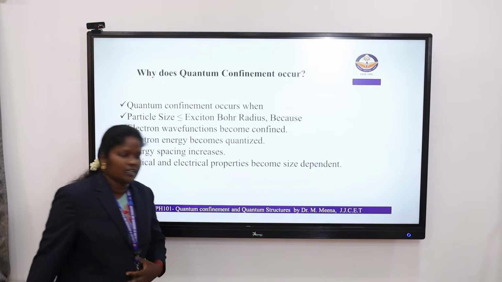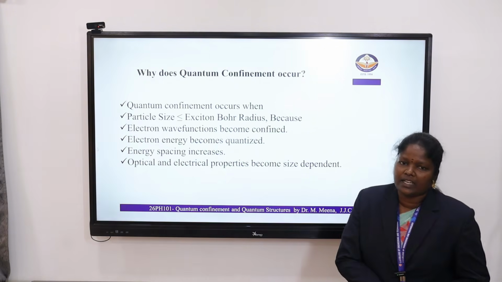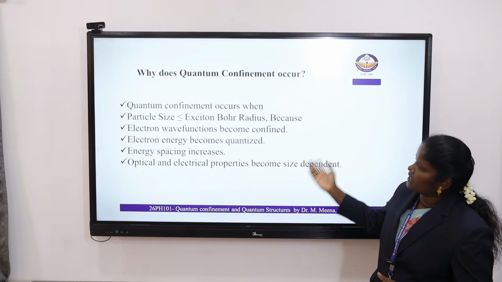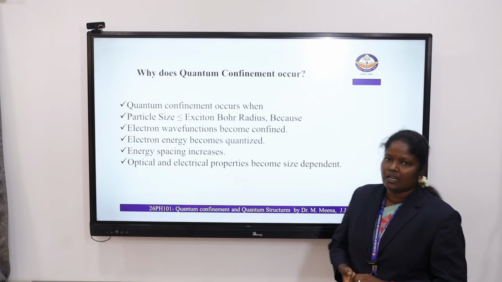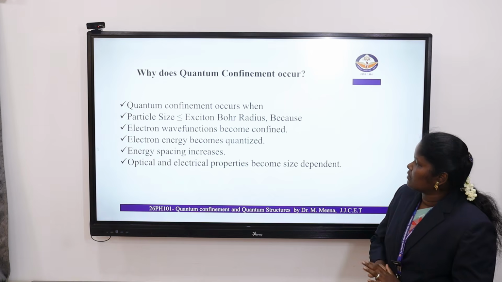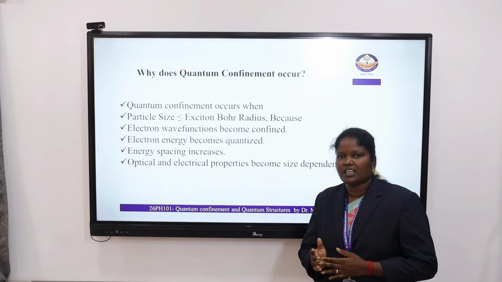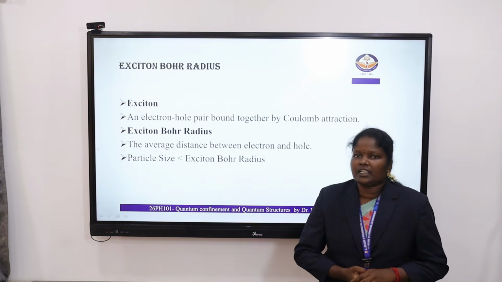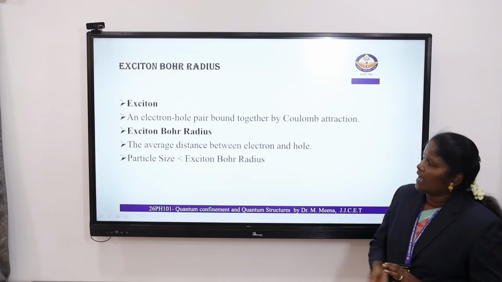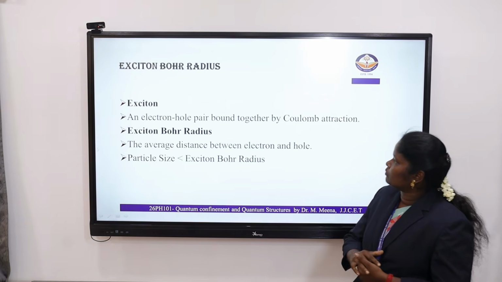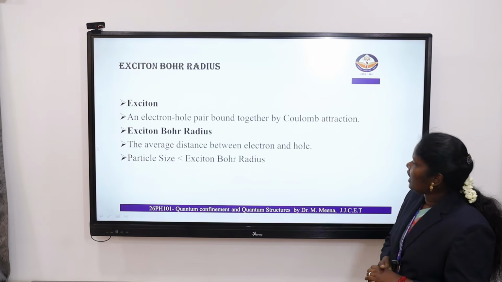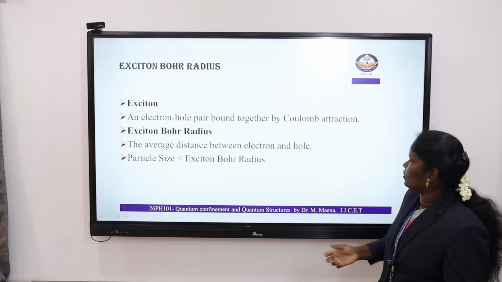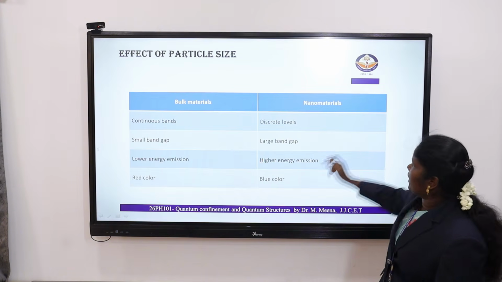When does quantum confinement occur? Quantum confinement occurs when the particle size is less than or equal to the exciton Bohr radius, because the electron wave functions become confined, the electron energy levels become quantized, the energy spacing increases, and then optical and electrical properties become size dependent. Exciton and Bohr radius. An exciton is an electron hole pair bound together by Coulomb attraction. The exciton Bohr radius is the average distance between electron and hole. Quantum confinement occurs when the particle size is less than the exciton Bohr radius.